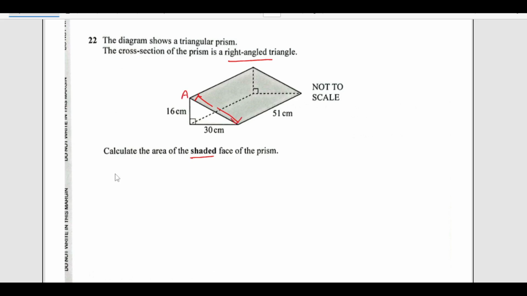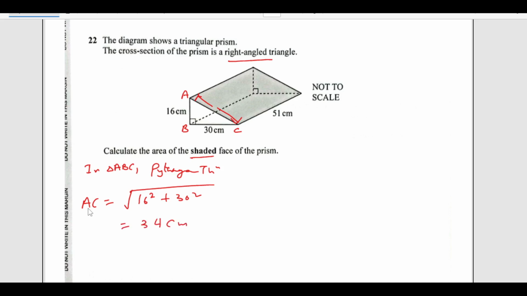By Pythagoras theorem, in this triangle, let me write the name, in triangle ABC, because triangle ABC is a right angle triangle, so we can use Pythagoras theorem. So by Pythagoras theorem, we have AC is equal to square root of 16 squared plus 30 squared. So this comes out to be 34 centimeters, right? So then the area of the shaded part is length times width, right? So length we have 51 and width we got here 34. So it is 1734.